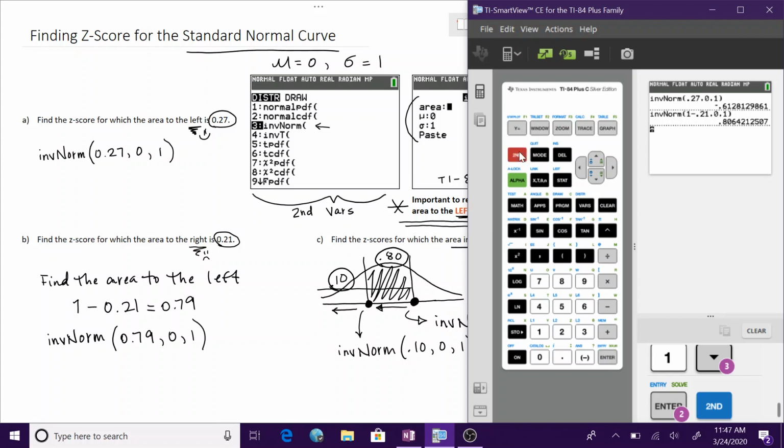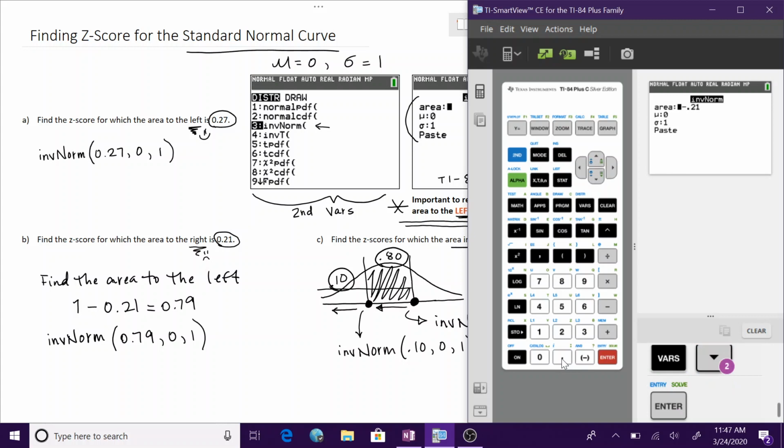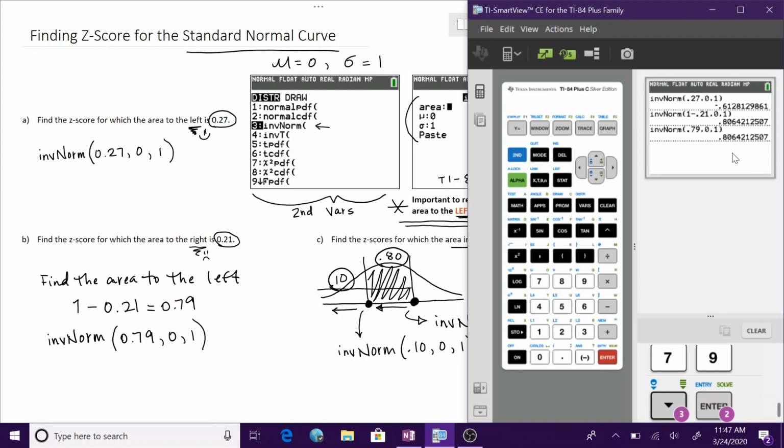But let me show you just so you know that it does end up being the same if you were to do it beforehand also. So say we did put in that 0.79 and go down to paste and press enter. We get the same z-score.